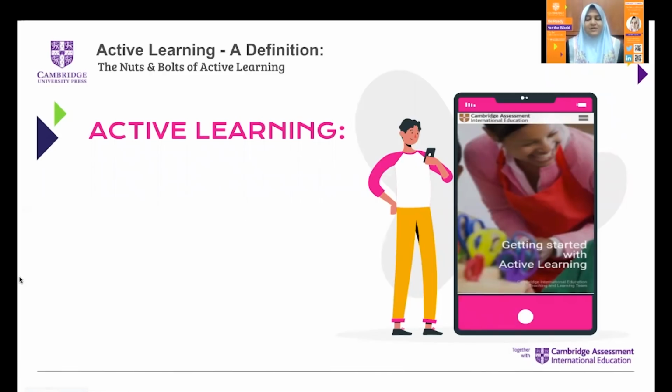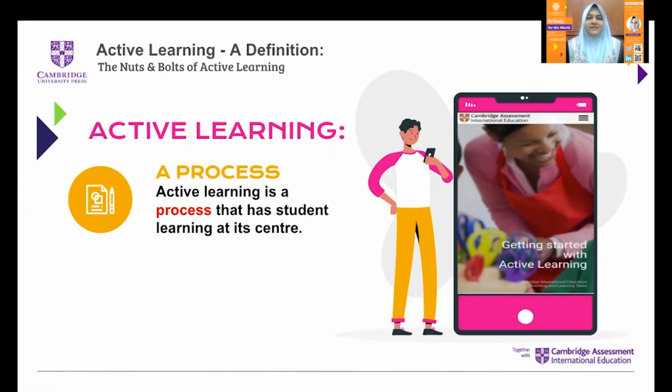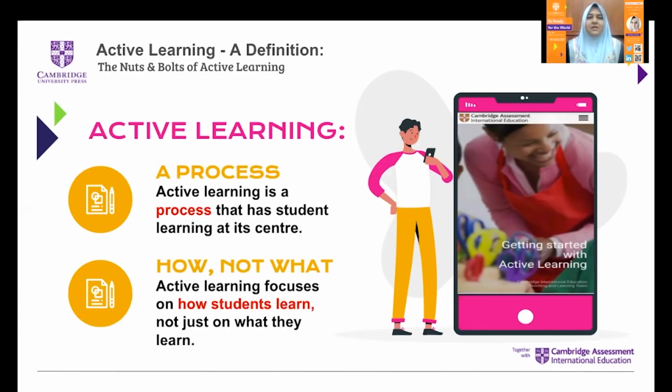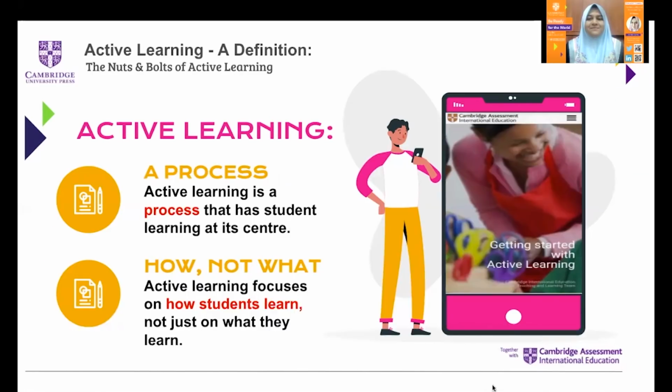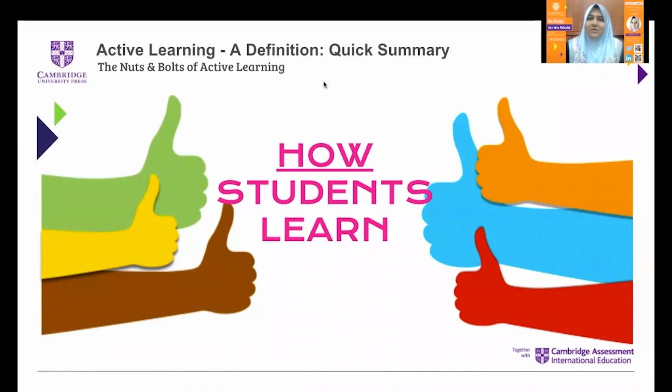From Cambridge Getting Started With, active learning is defined as a process. Active learning is a process that has student learning at its center, and it focuses on how students learn, not just on what they learn. As a quick summary to define active learning, just remember these three words: how students learn. Take one or two seconds and look at the colorful thumbs up, as this image may help you to recall these three words after this.